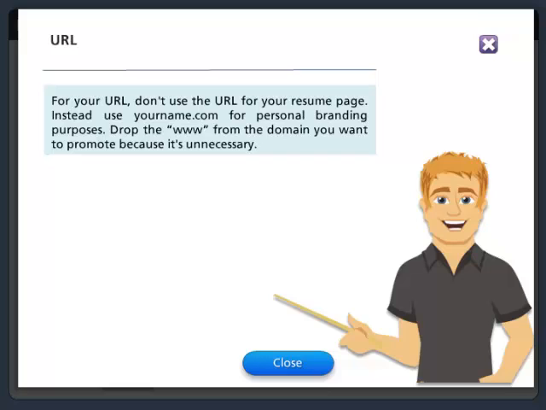URL. For your URL, don't use the URL for your resume page. Instead, use yourname.com for personal branding purposes. Drop the www from the domain you want to promote because it's unnecessary.